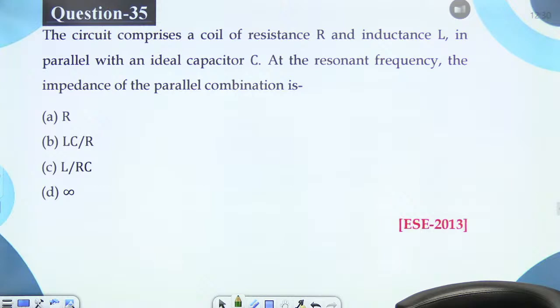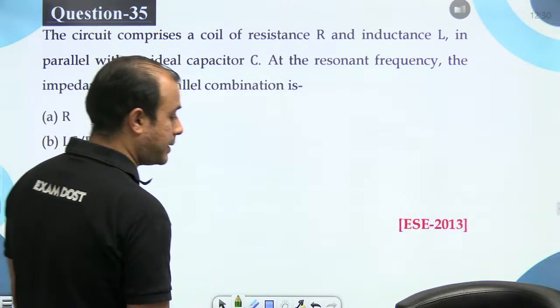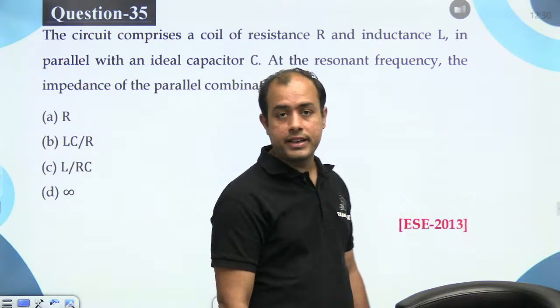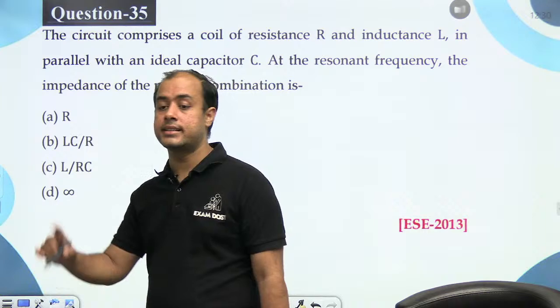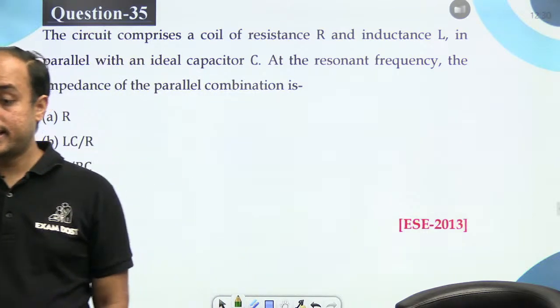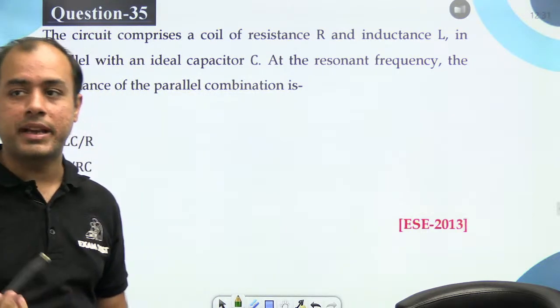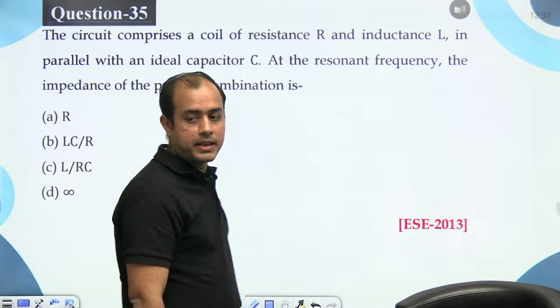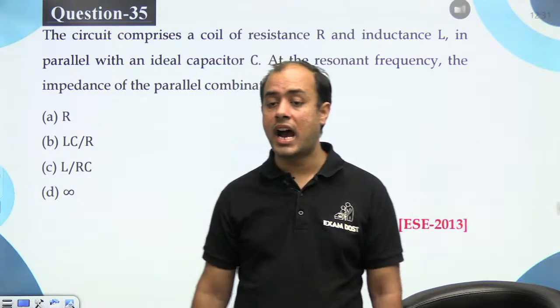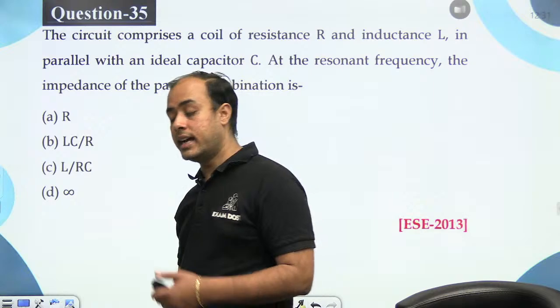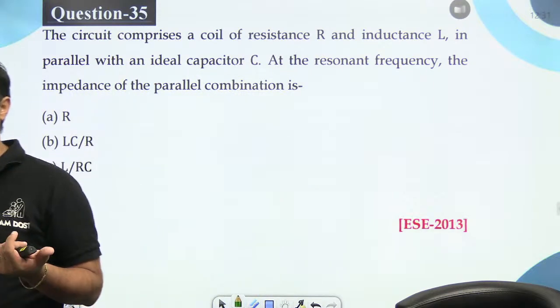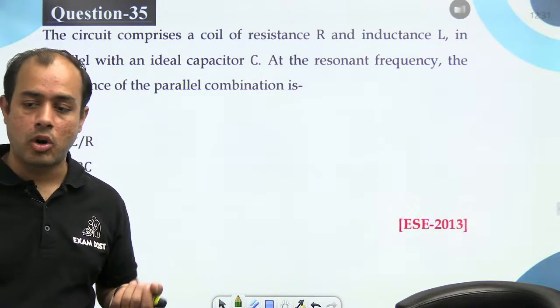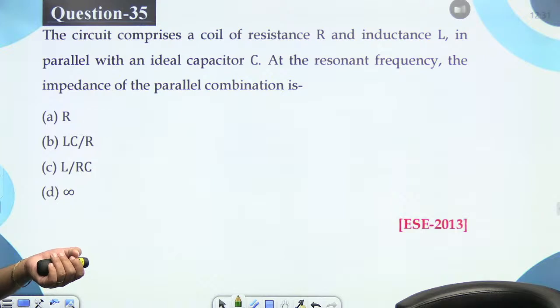Beta, if bandwidth is in hertz then it is R by 2 pi L. If the bandwidth is in radian per second, it is R by L. So basically 2 pi into hertz becomes radian per second. To go from radian per second to hertz you have to divide by 2 pi. That is why when I am writing bandwidth in hertz I am dividing by 2 pi, I am calling it R upon 2 pi L.